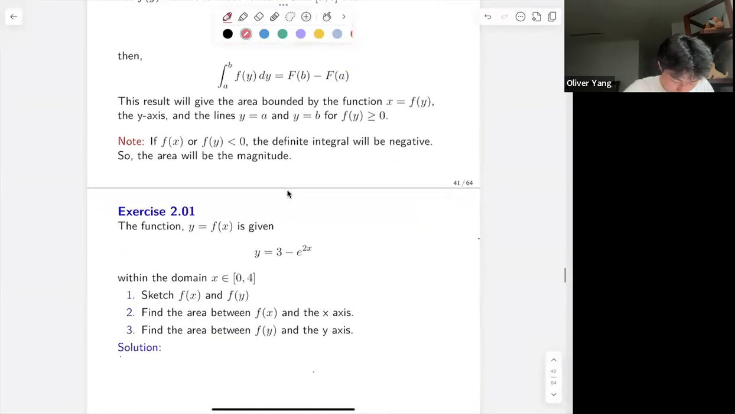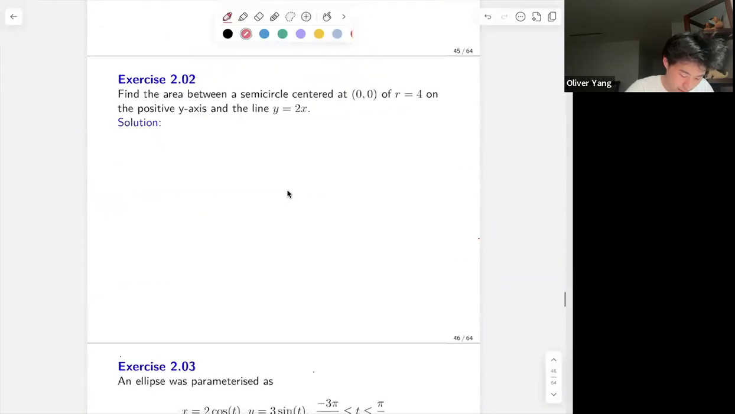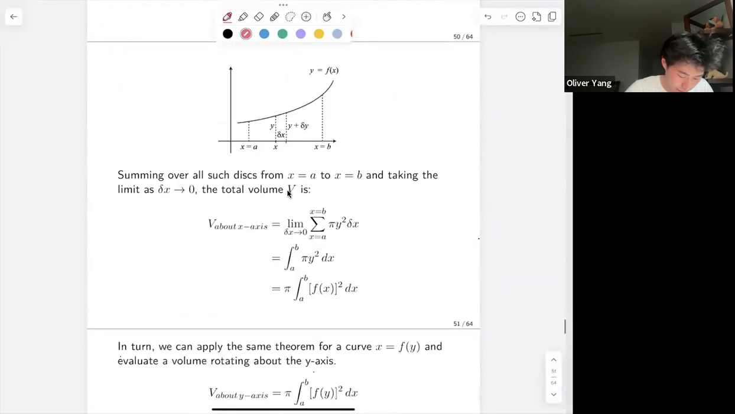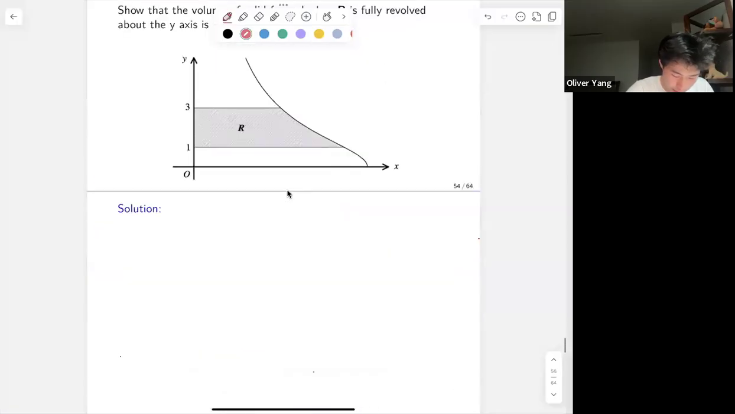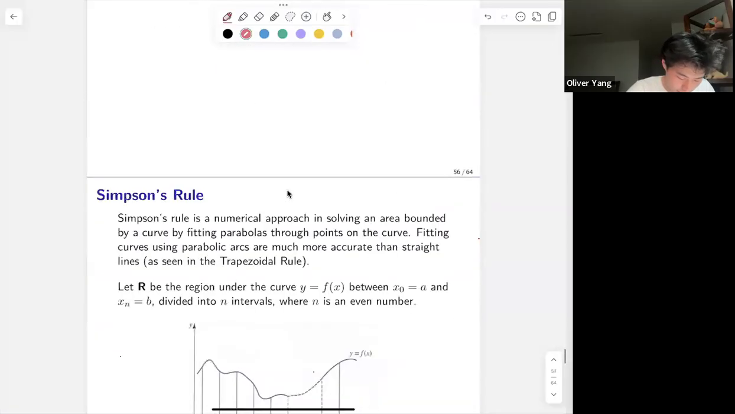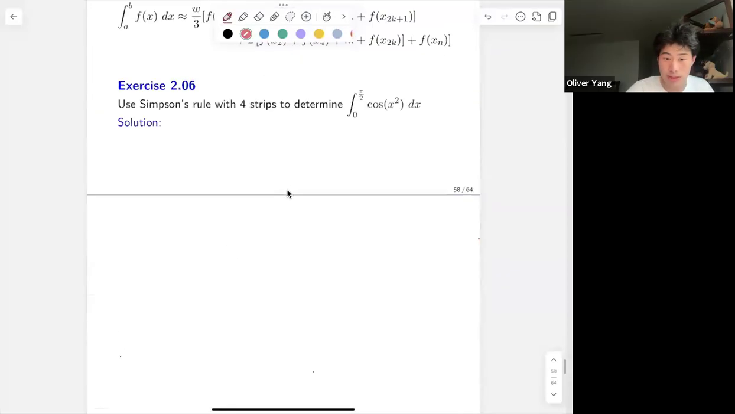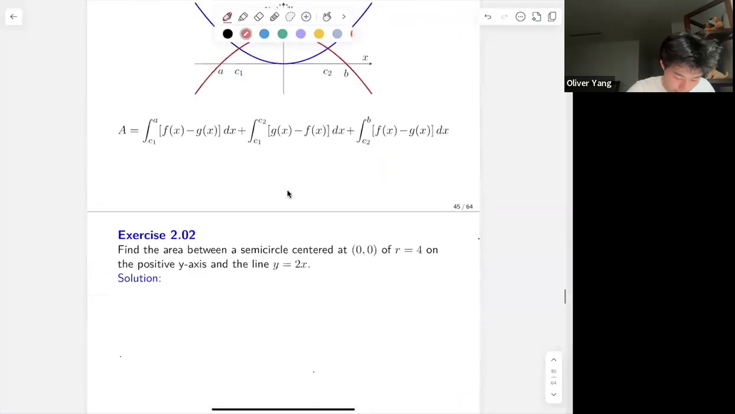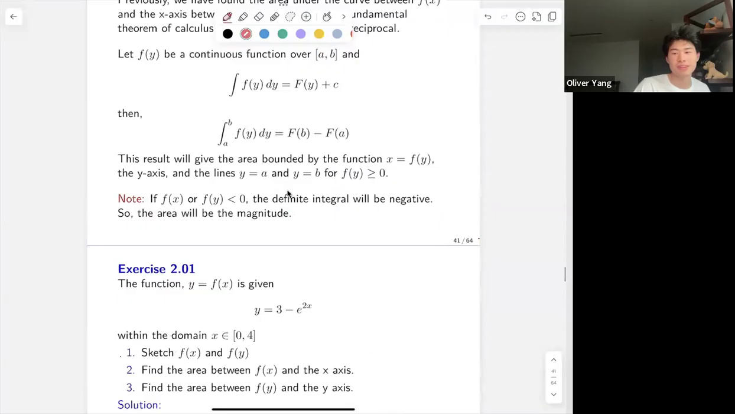We'll go through some of the applications tomorrow. So obviously area under the curves, volumes of revolution. And then there's some parametric stuff in there as well, Simpson's, and then also PDFs, exponential PDFs.